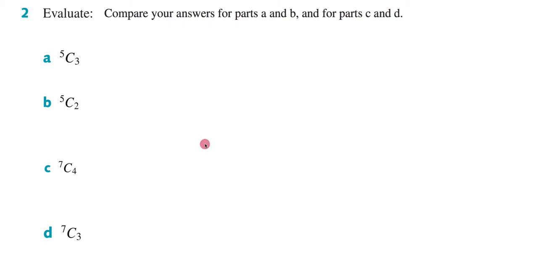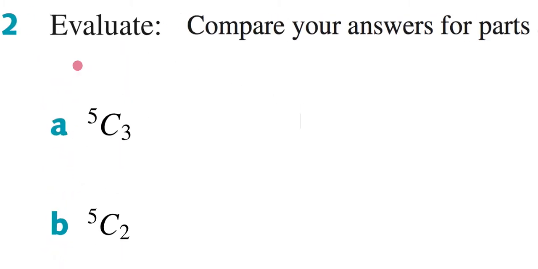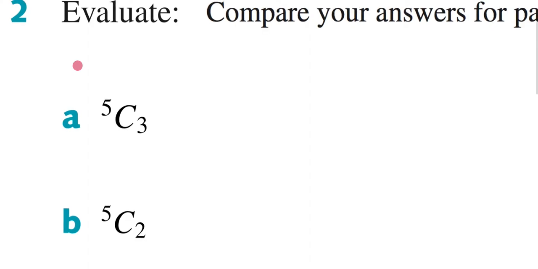So we're doing exercise 10C, and in this video, I'll be answering question 2, which is asking us to evaluate these questions. And we also have to compare your answers for parts A and B and for parts C and D. So let's begin by evaluating these. Let me zoom in here and let's deal with the first one, which is 5 combination 3. The other way I can write this is 5, 3. Both of those are legitimate ways of representing the same thing.